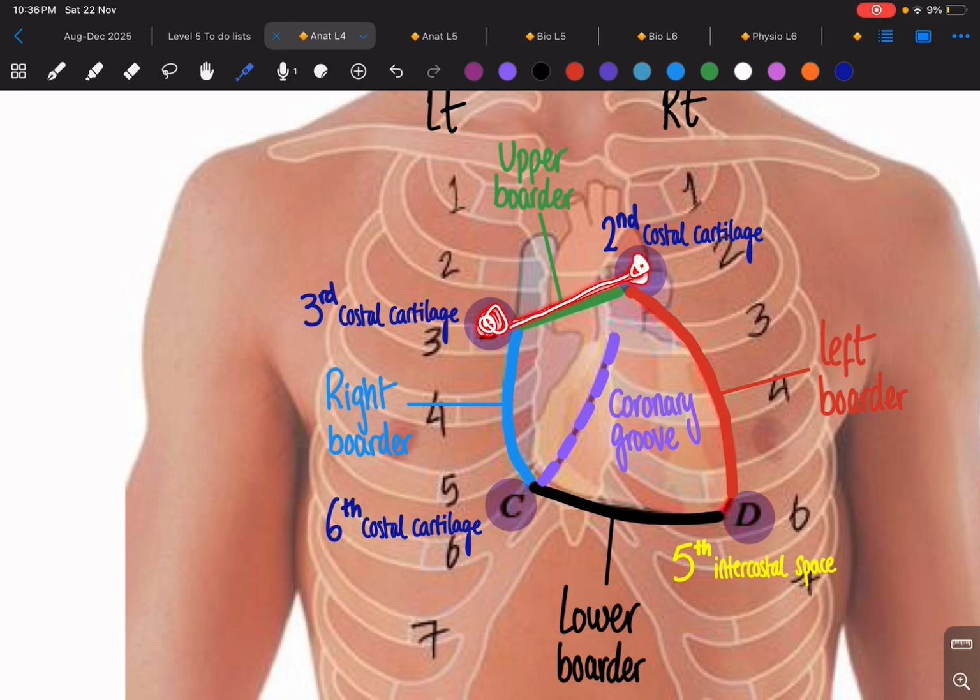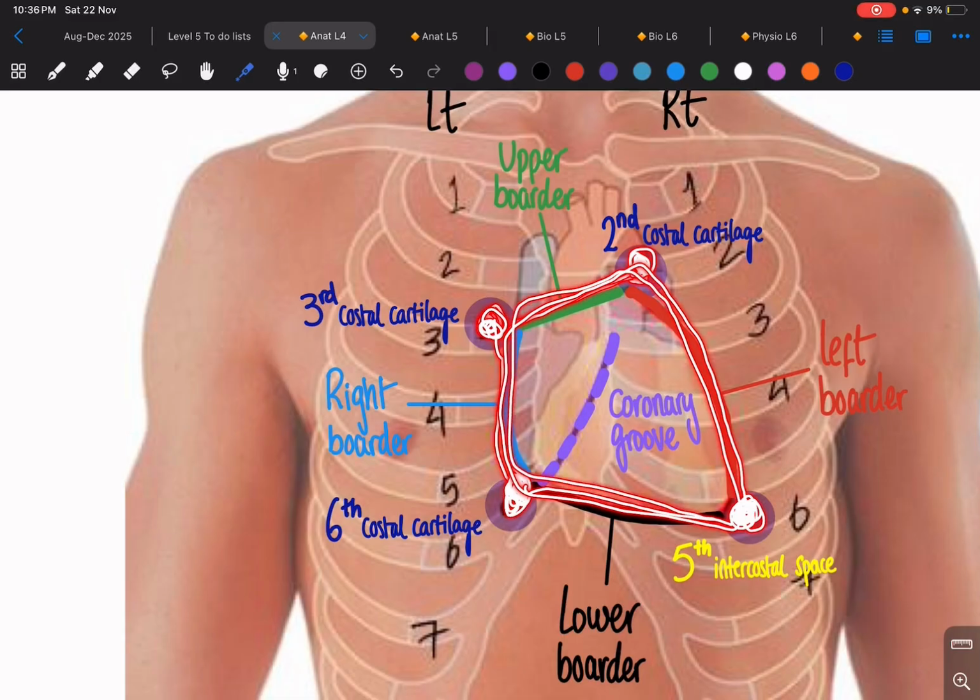First point A is going to be in the second costal cartilage. Second point is going to be in the third costal cartilage. But then we're going to move downward to point C. Point C is going to be in the sixth costal cartilage. Then the last point, which is D, is going to be where? It's going to be in the fifth intercostal space. Not the cartilage, in the intercostal space. Okay? Then we're going to connect these 2 points, D and A. Then we have a shape like a semi-square shape.